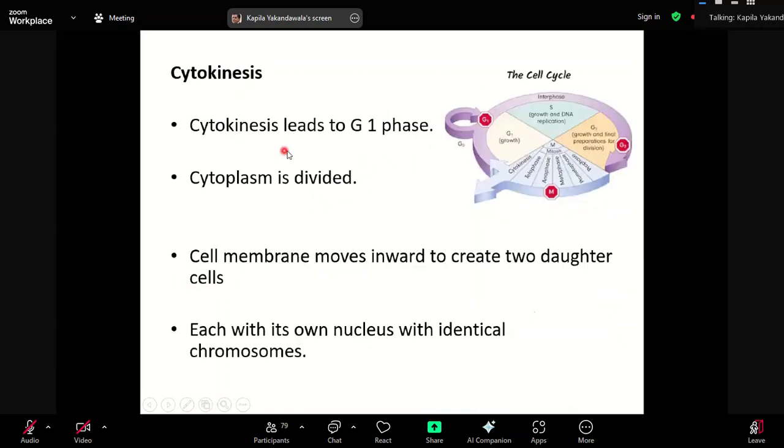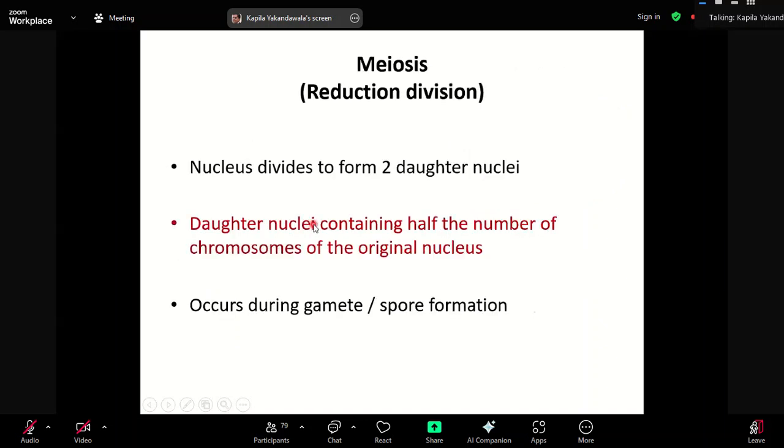Then the cell will enter the cell division stage, the cytoplasm division stage, that is cytokinesis, and it can continue this. So mother cells and daughter cells are equal in chromosome number and features.